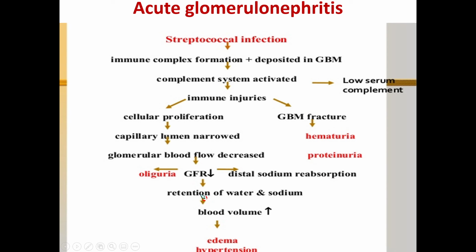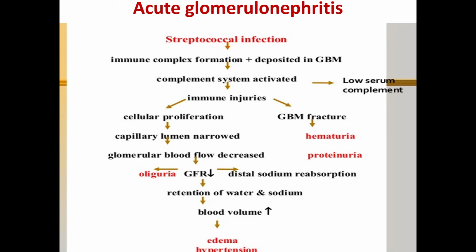Then when the GFR is decreased, there is retention of water and sodium, which will cause a rise in blood pressure and ultimately edema and hypertension. Actually, what happens? These infections usually occur in children between the ages of 3 or 4 up to 8 to 10.